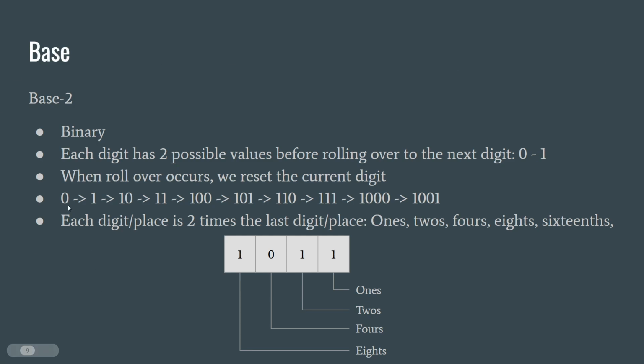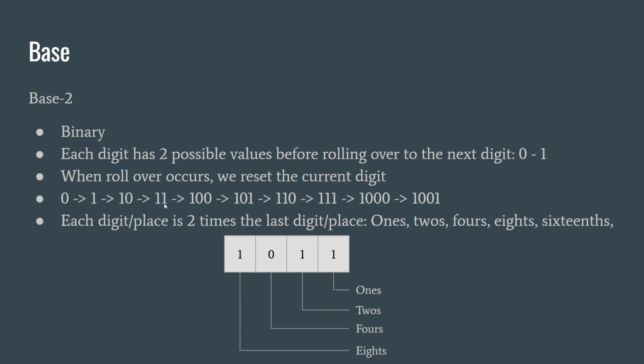So here, we start out with 0. We increment the ones digit, and it goes to 1. Then when we want to increment again, it doesn't go to 2, because remember that there's only 2 possible digits, 0 and 1. So when we increment 1, it rolls over to the next place. So we increment the next place, and then we reset the current place. So this is 2 in binary. And then the next one, we increment the bottom ones digit, and it goes to 1, 1.